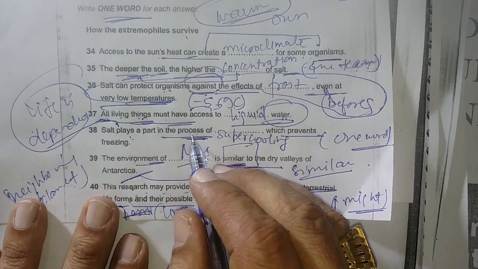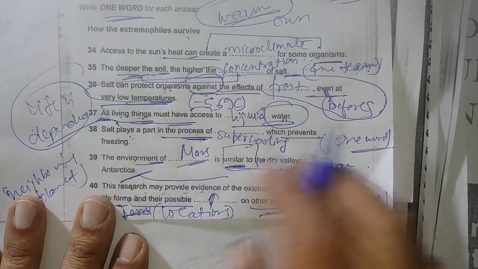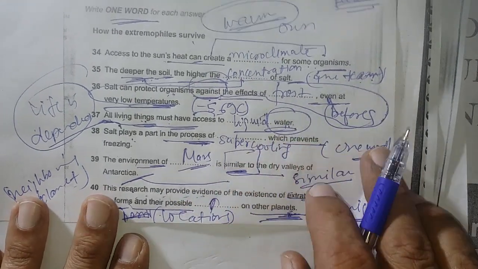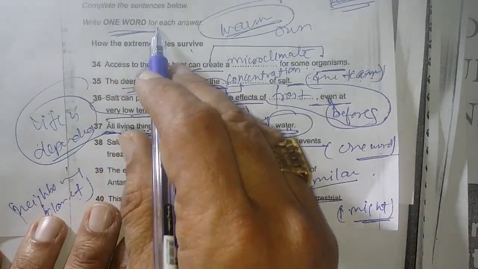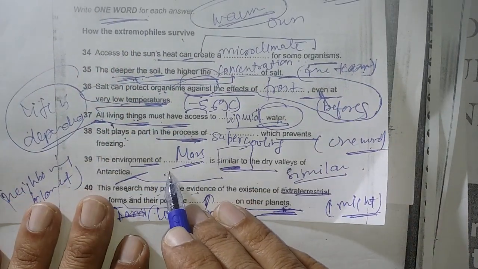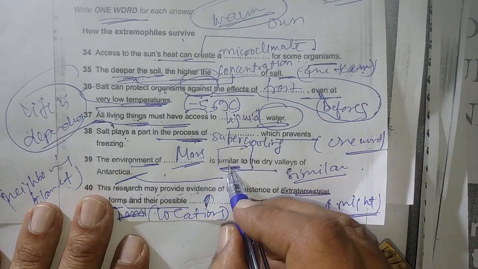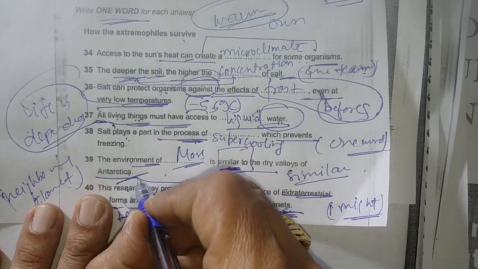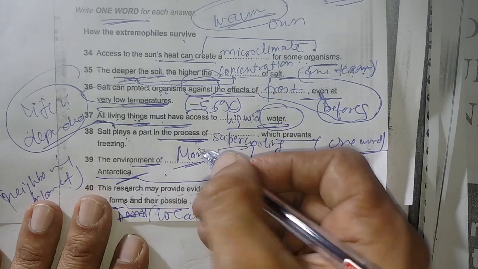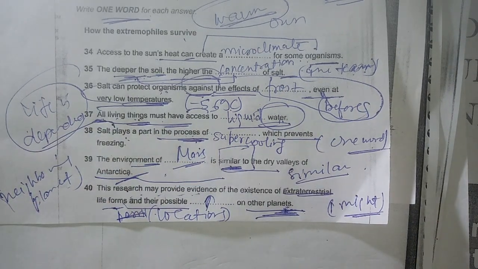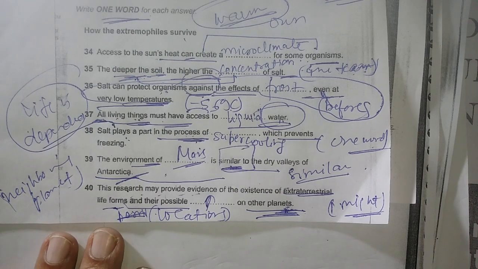Then he said, yes, this is very clear, process of supercooling. So this is one word he told also. He talked about the other places also, but I can't write the places because my matching is with Antarctica, where Antarctica is a name of a continent and Mars is a name of planet. So that's why my right answer is Mars. This is the reason for writing Mars, why not other places.